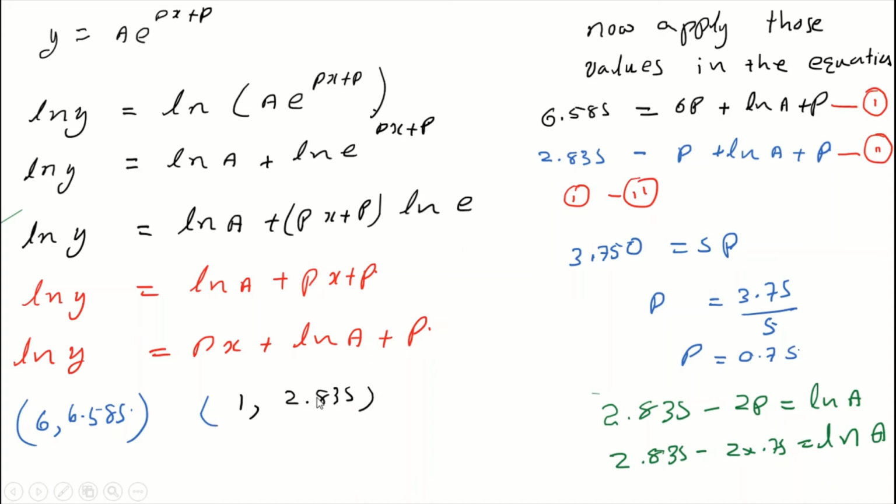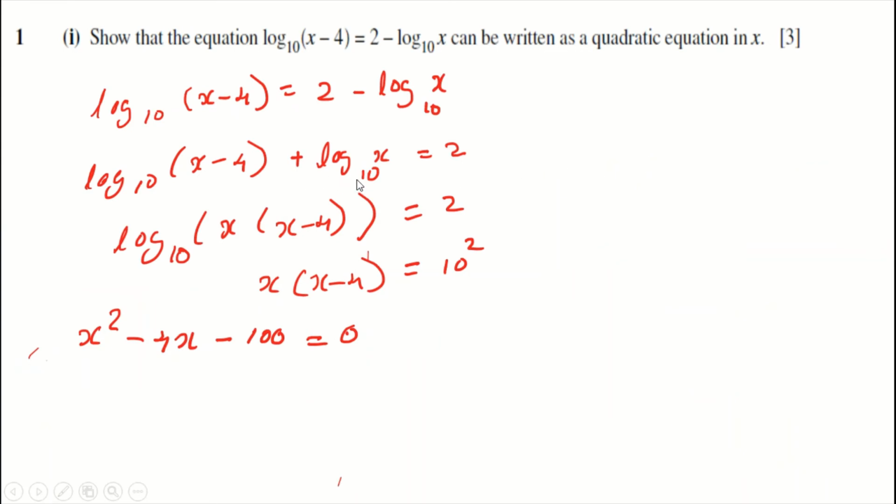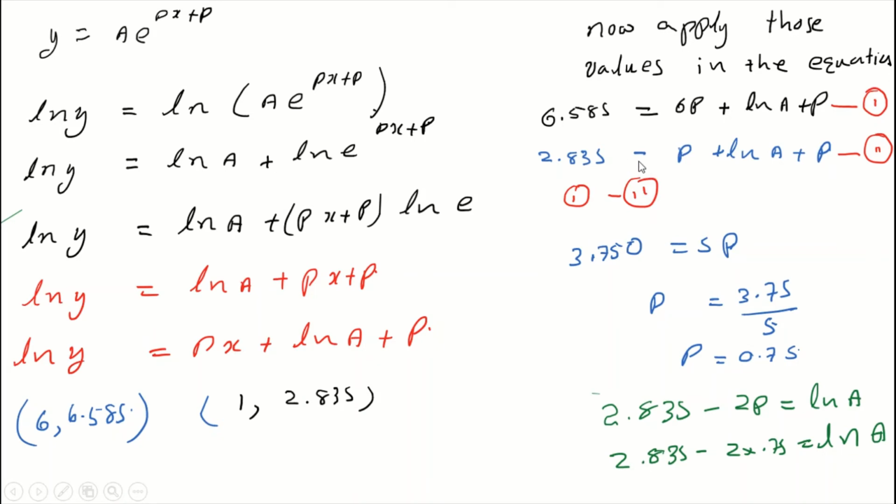And again we can apply, instead of ln y, 2.835, and instead of x you can apply 1. So 2.835 equals p plus ln A plus p. So when you subtract these two equations, ln A plus p goes off and you will get the value of p. Left hand side will become 3.75, right hand side will become 5p. So p is equal to 3.75 divided by 5. So p is equal to 0.75. You apply this p value here and find the value of A.